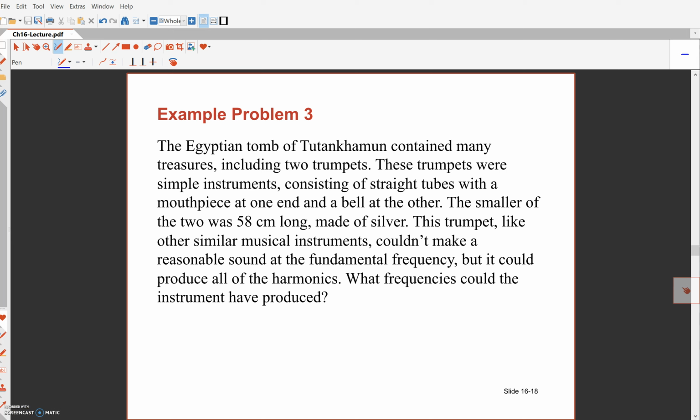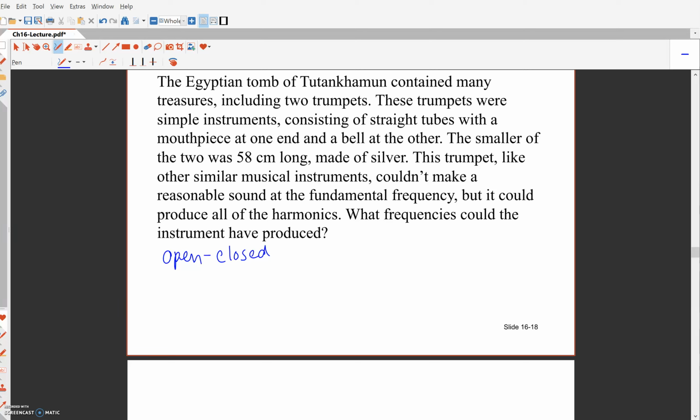Well, as we mentioned earlier, we're going to model a trumpet like a tube that is open on one end and closed on the other. We know that the length of the tube, L, is equal to 58 centimeters. And what else do we know? Oh, we know that the speed of sound in air is roughly 343 meters per second. Let's put this into SI units. And we want to know the frequencies that this trumpet could produce.